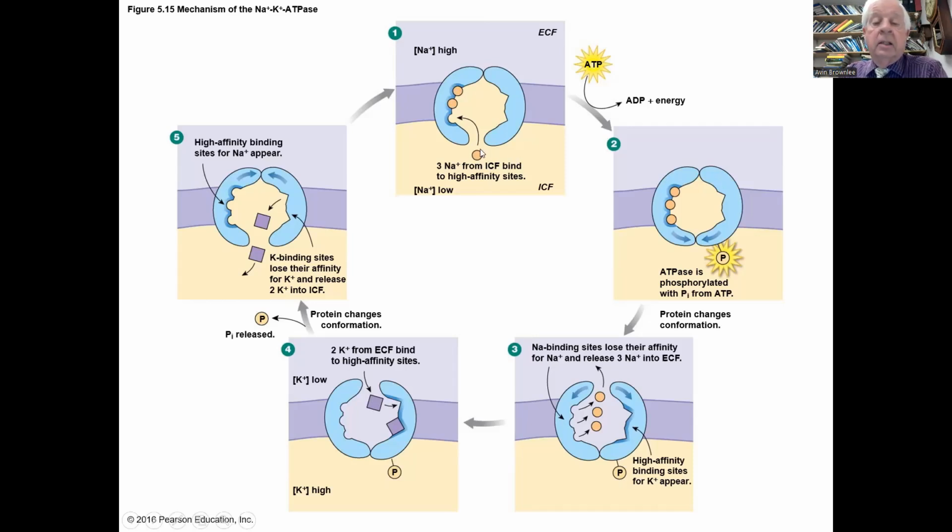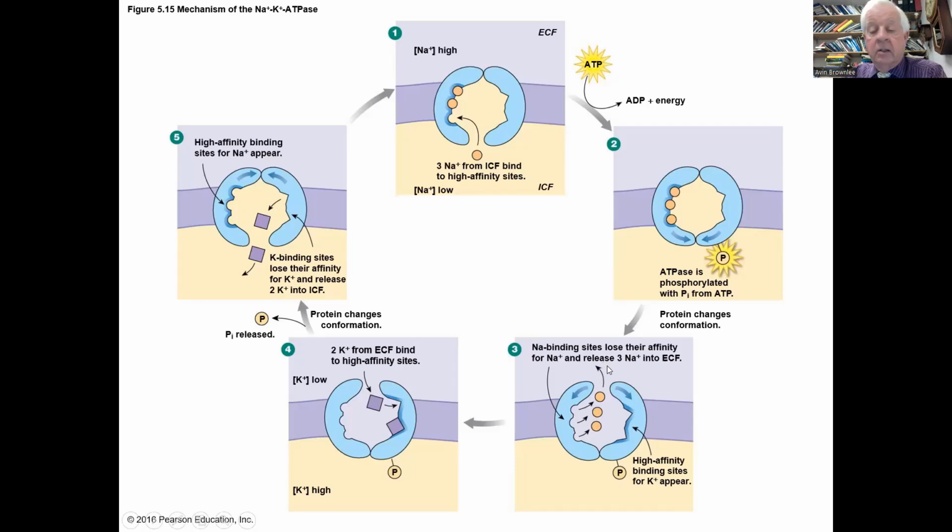But when 3 sodium ions on the inside of the cell attach to the protein, that will activate the ATPase, which is the enzyme part that breaks ATP. The ATP will be attached to here. It is split, and now we have only the phosphate left. That changes the conformation of the transporter, and it will open to the other side. Once that happens, the 3 sodium ions will be released to the outside of the cell.